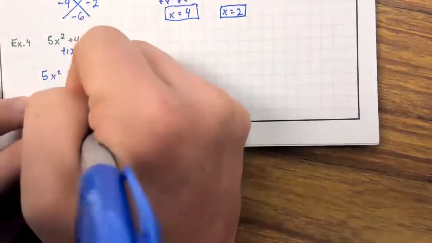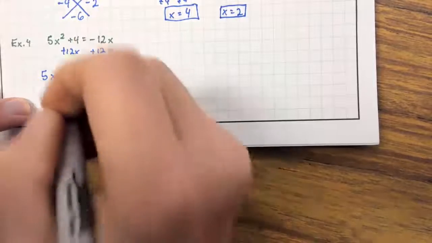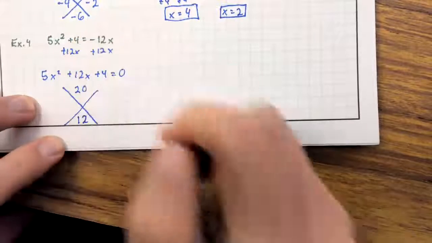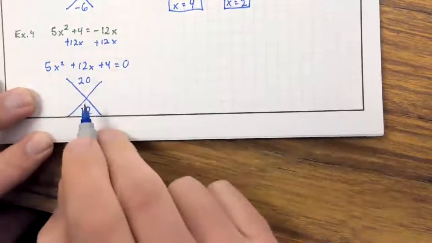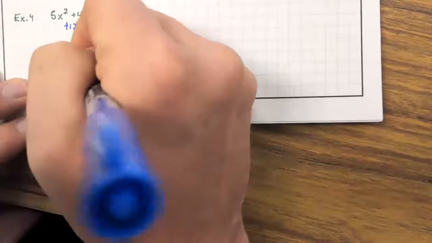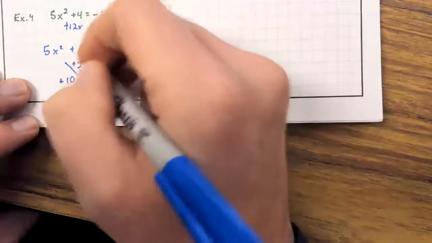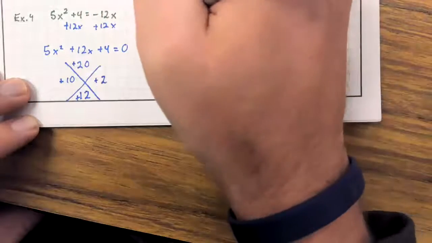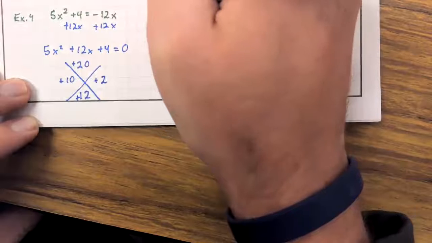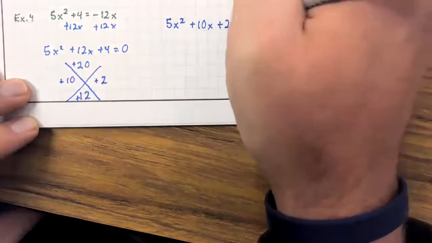I'll be looking for factors of a times c, so 20. 5 times 4 is 20. They have to add up to positive 12. So what can I multiply to get 20, but add up to 12? Maybe I should include signs. I think it might help. So factors of 20 that add up to 12 would be a positive 10 and a positive 2. So I'll rewrite this equation where I expand that b term: 5x squared plus 10x plus 2x plus 4.